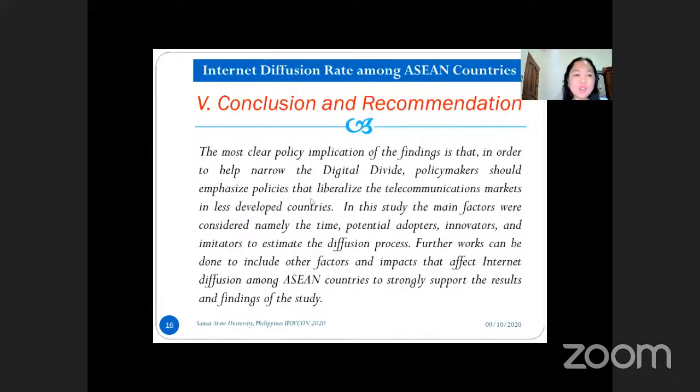The most clear policy implication of the findings is that in order to help narrow the digital divide, policymakers should emphasize policies that liberalize the telecommunications markets in less developed countries. In this study, the main factors were considered, namely the time, potential adopters, innovators, and imitators, to estimate the diffusion process. Further work can be done to include other factors and impacts that affect internet diffusion among ASEAN countries to strongly support the results and findings of the study.